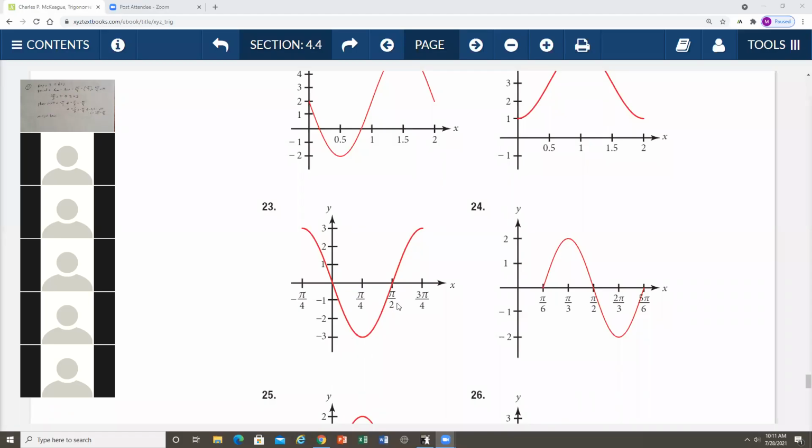Vertical translation. Does it appear that our graph of the basic cosine function has been translated to give us the graph of 23? Does it appear that that's the case here?